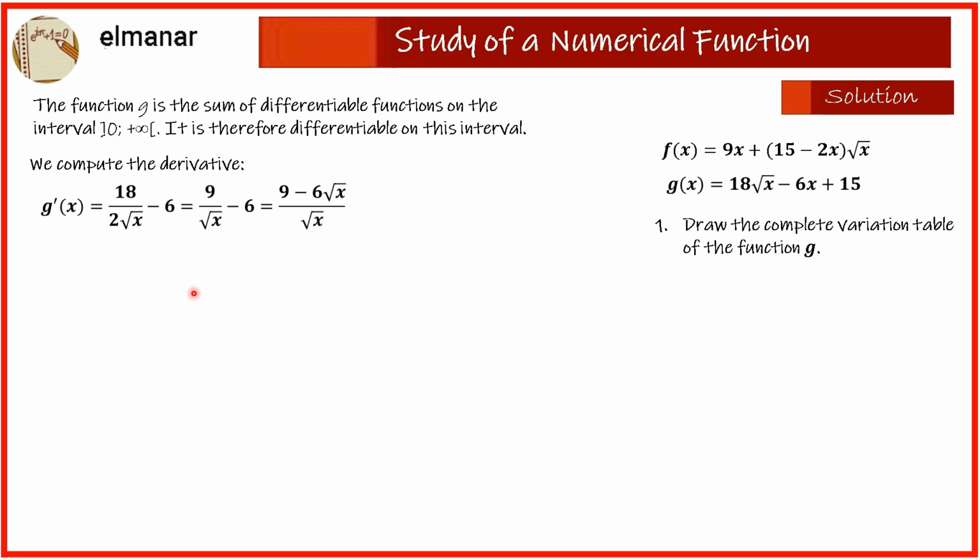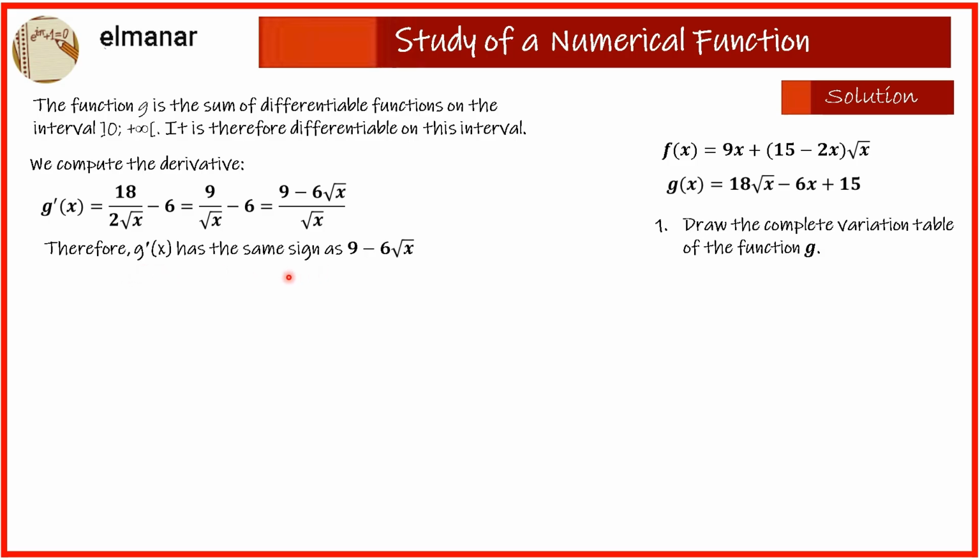Sign analysis of the derivative. The above expression, that is, the quotient of the numerator, 9 minus 6 times the square root of x, by the square root of x, has the same sign as its numerator alone, namely 9 minus 6 times the square root of x. It is positive when x is less than 9/4, and negative when x is strictly greater than that value.